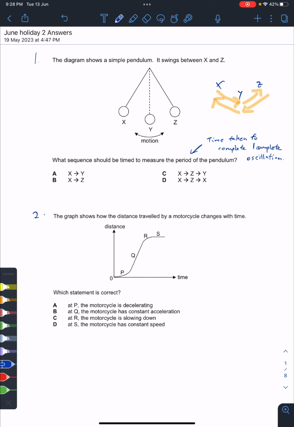So in this case, what sequence should be timed to measure the period? Ideally, we will say X to Y, Y to Z, Z to Y, Y to X. But in this case, I can simply choose the answer X to Z, Z to X. So the answer is X to Z, Z to X.